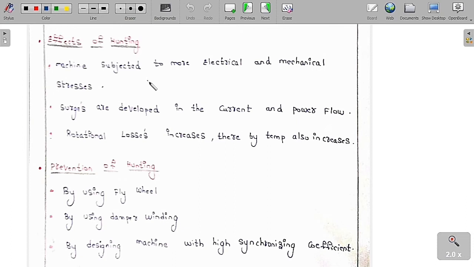Surges means basically the spikes, and the rotational losses increase, thereby temperature also increases. The main reasons for the cause of hunting are sudden variation of load, sudden variation of excitation, or any sudden fault on the power system, or any harmonic load torque.